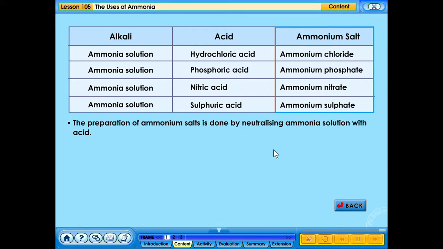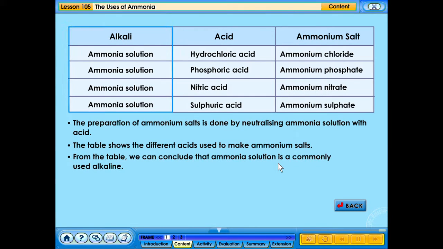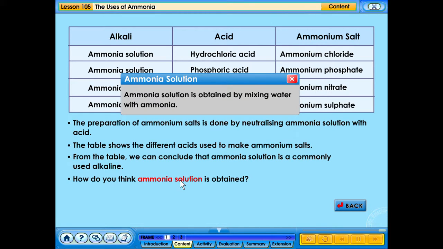The preparation of ammonium salts is done by neutralizing ammonia solution with acid. The table shows the different acids used to make ammonium salts. From the table, we can conclude that ammonia solution is a commonly used alkali. How do you think ammonia solution is obtained? Ammonia solution is obtained by mixing water with ammonia.